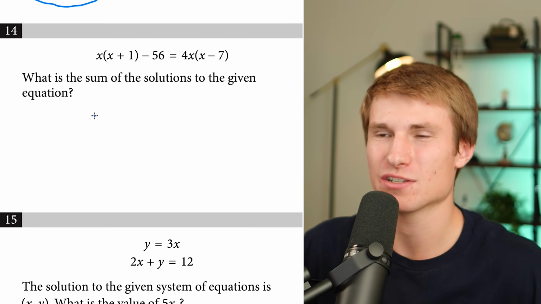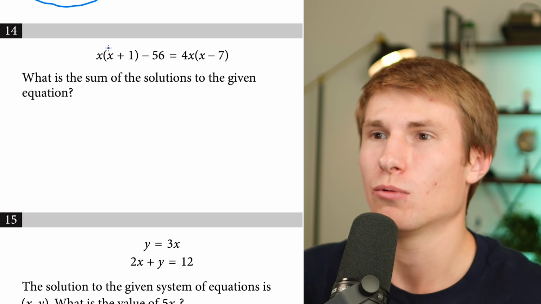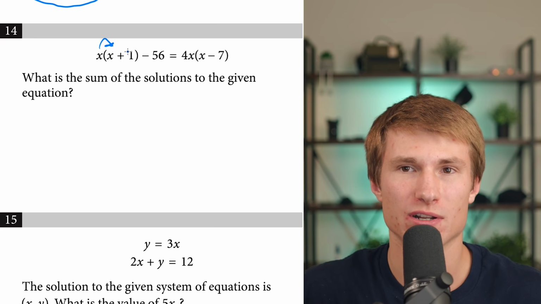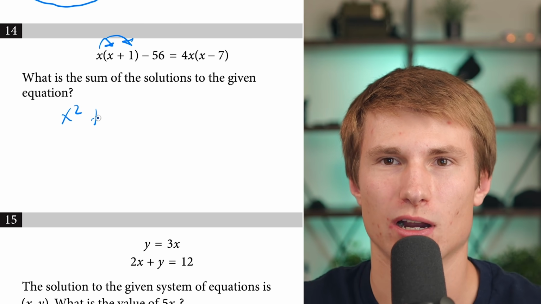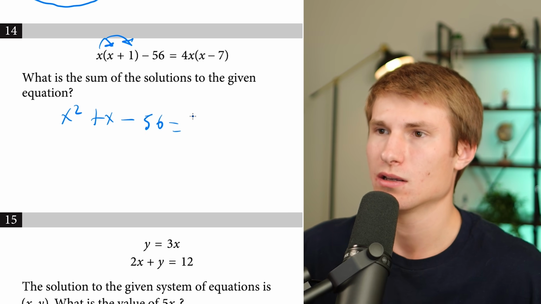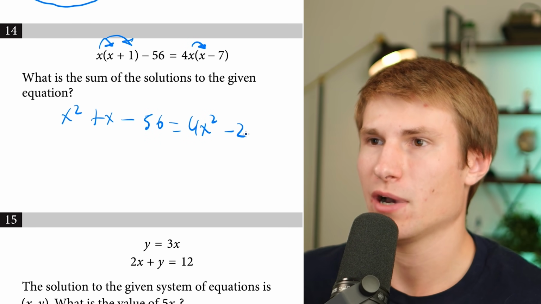Here's how to efficiently solve this SAT math question. Question 14 states, what is the sum of the solutions to the given equation? Well, let's go ahead and distribute our x. Ultimately, we're going to want to set this equal to 0. So let's go ahead and just try to do that, right? So we'll distribute this x. We're going to end up with x squared plus x minus 56 is equal to 4x squared because we're going to distribute that 4x. And then we will have minus 28x.